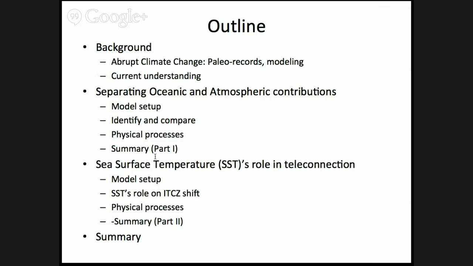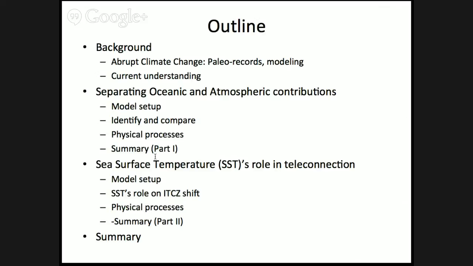The outline of my research in this thesis includes a study of the background, which includes the observation of the abrupt climate changes. And I will introduce the current understanding of such phenomena. And then my work is trying to separate oceanic and atmospheric contributions in the teleconnection during the abrupt climate change. I'll introduce the model setup and how I identify and compare the two contributions. And I'll analyze the physical process and show the results here. And then a summary of the first part.